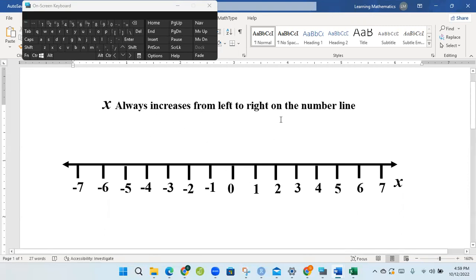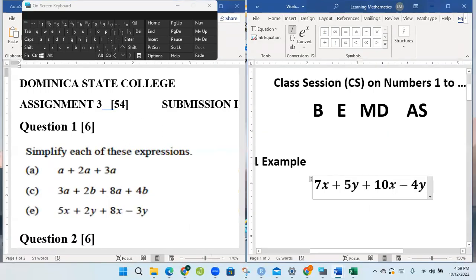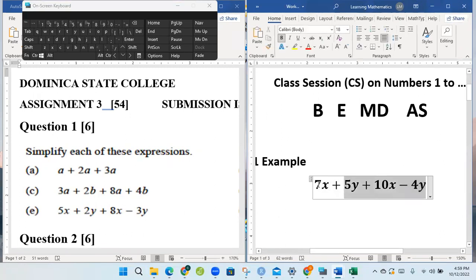Or you can even say take away. Another word for that sign is take away. So this is take away 4. Take away 4, why? That negative sign belongs to the 4. If you want to separate those numbers, you can practice doing that in algebra.